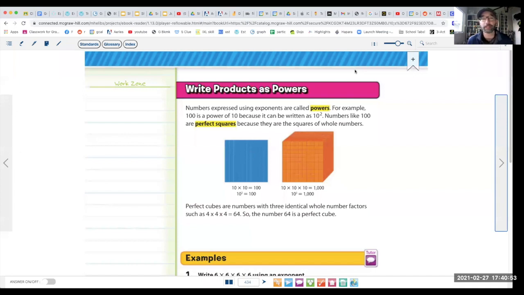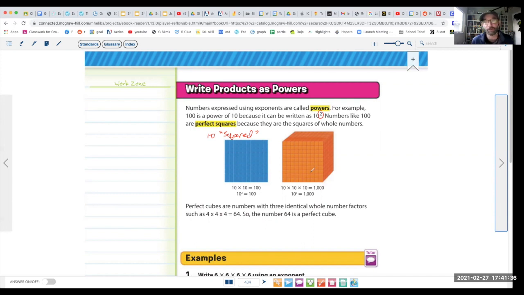Okay, so now we're on the next page, page 434. And it says here that numbers expressed using exponents are called powers. That's the little number on top. That's the power. For example, 100 is a power of 10 because it can be written as 10 to the second power. Numbers like 100 are perfect squares because they're squares of whole numbers. And this is sort of what we saw in the Minecraft video, except this one is 10 by 10. It's a square, 10 by 10, so it's called 10 to the second power because it's 10 times itself 2 times and it equals 100. That's also why this is called squared, S-Q-U-A-R-E-D. So this would be 10 squared.